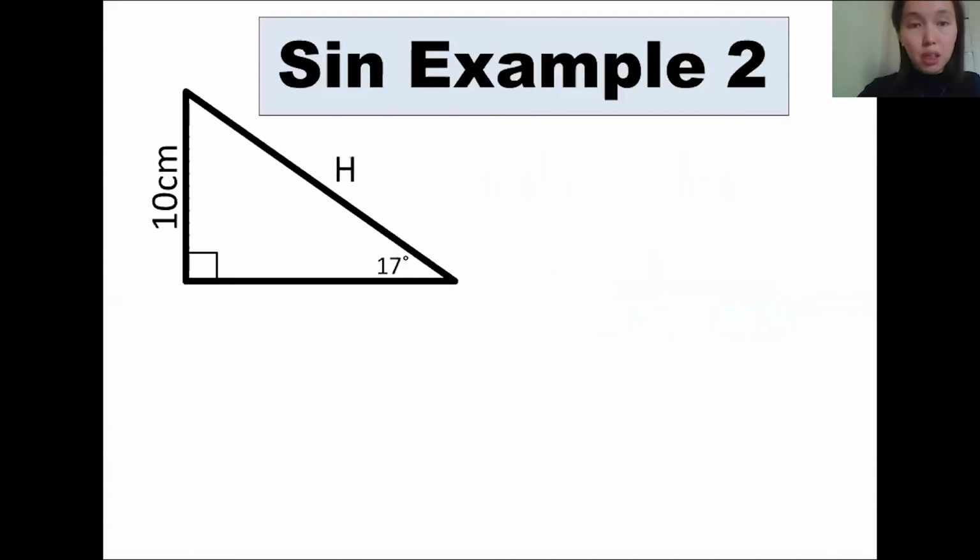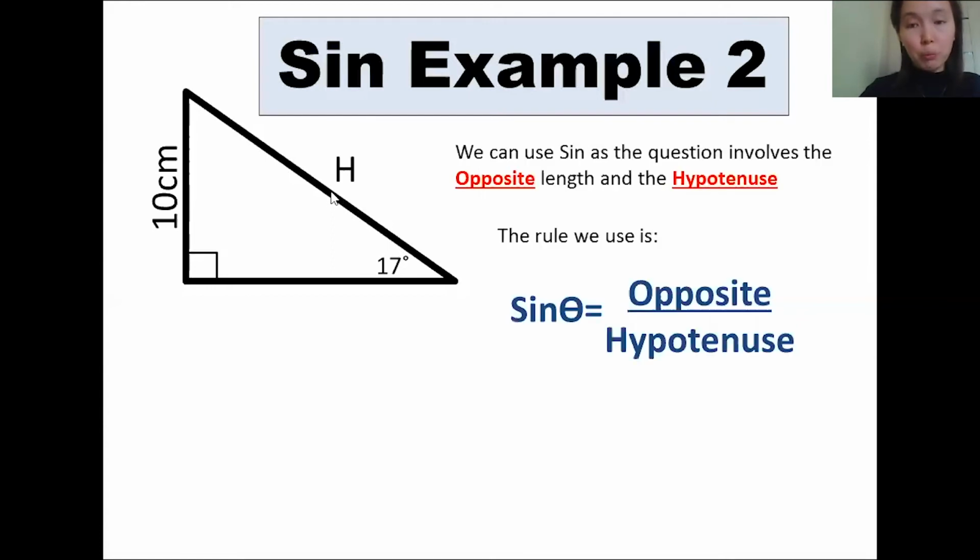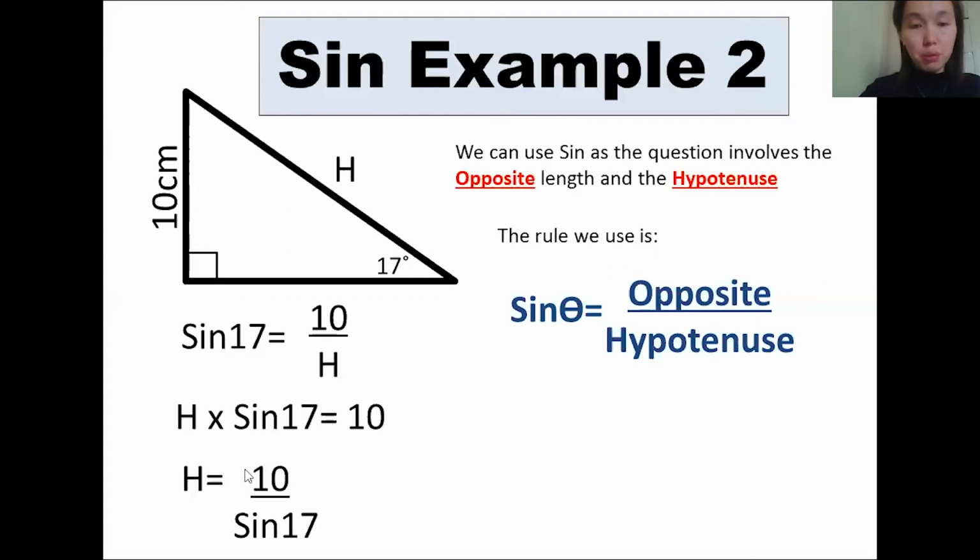Another example. Here, the missing side is the hypotenuse. We know the measure of the angle, we know the opposite side's length, and by using the sine rule, we must find the hypotenuse. So the hypotenuse will be 10 over sine 70 degrees, and it's equal to 34.2 cm.